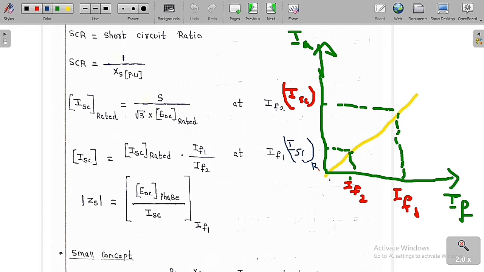This is the thing that you always have to remember. It is a constant field current. For a constant field current, we have to take the ratio of the corresponding open circuit phase voltage by the corresponding armature short circuit current, which is ISC in this case. So we have to always do it in this format to get the value of this result.